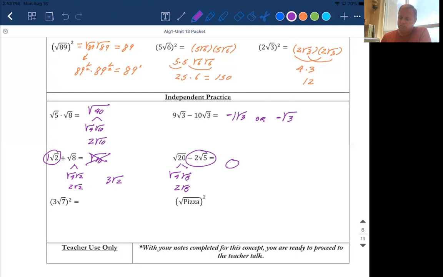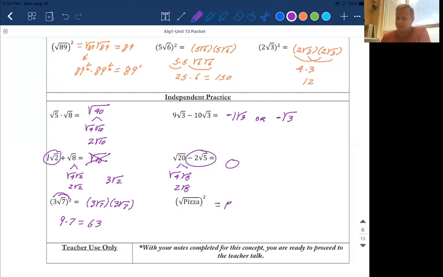3 square root of 7 squared. Keep in mind that's 3 square root of 7 times 3 square root of 7. Let me show you another way. We're squaring both items really. So 3 times 3 is 9. The square root of 7 times itself is 7. That gives us 63. And finally, the square root of pizza squared.